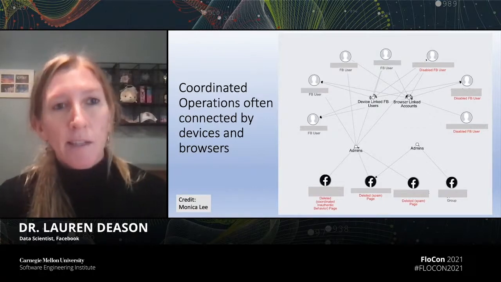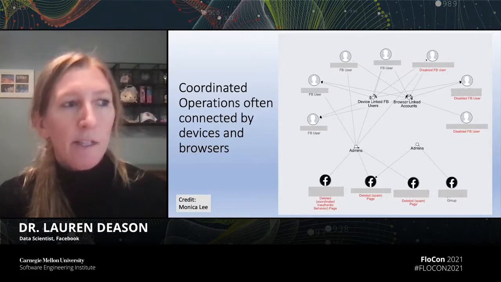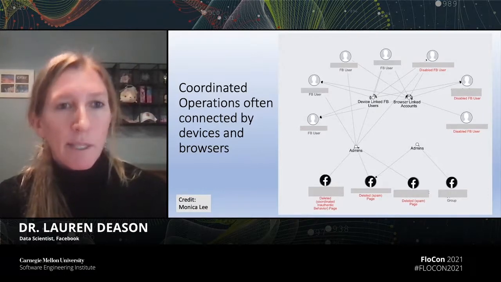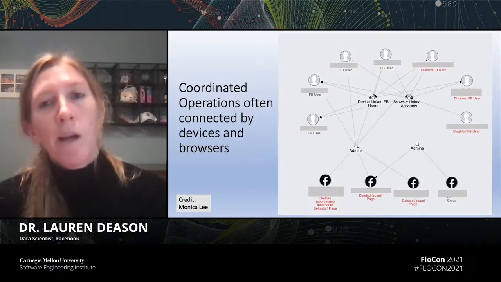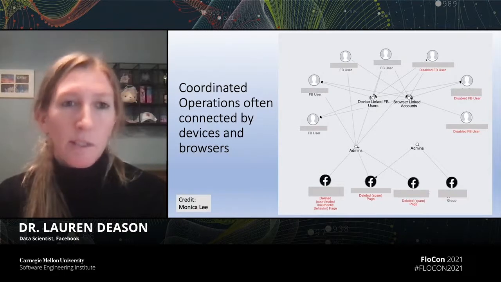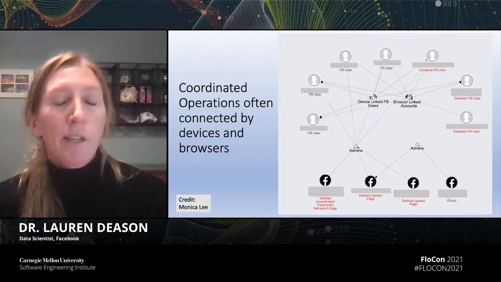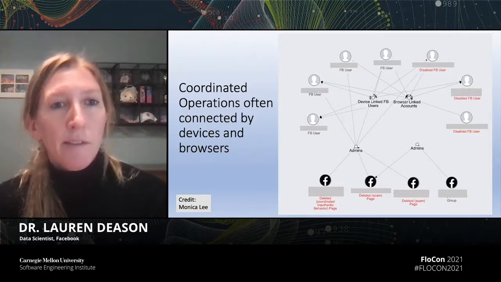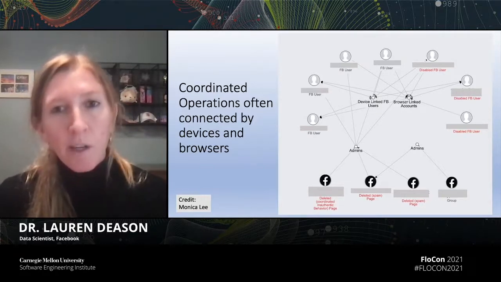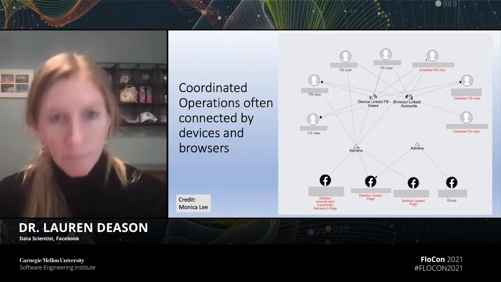And the edges that connect them, just like IPs are connected in NetFlow, are things like on-platform connections like friendships or adminning a page or joining a group, as well as other connection types that are based on infrastructure. So for example, accounts using the same device or being observed using the same browser are all connections that we can represent using this graph representation.